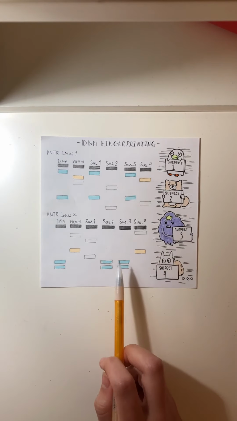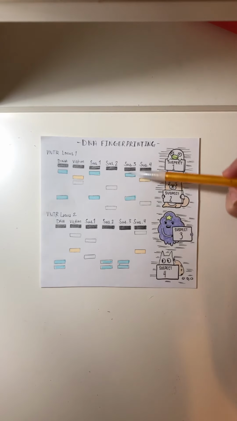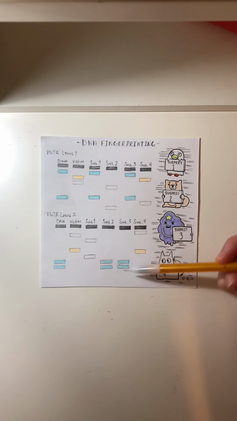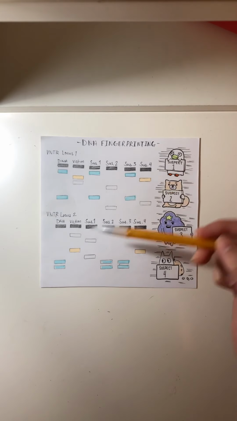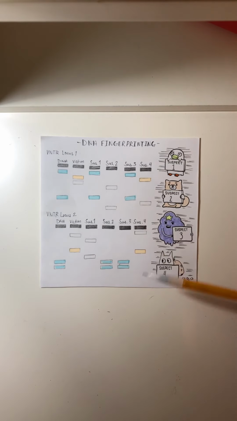When we look at suspect 3, we can see that it matches, and so our suspect 3 would be our culprit here because the DNA matches and the bands match right here. And suspect 4 was already not considered. And so our culprit for our scenario is purple blob.